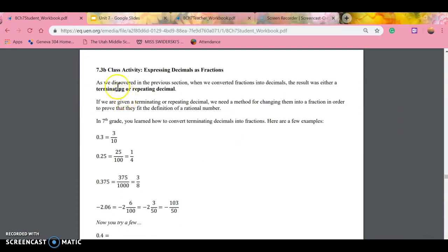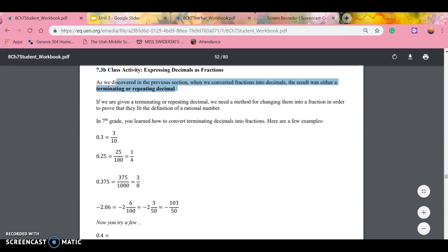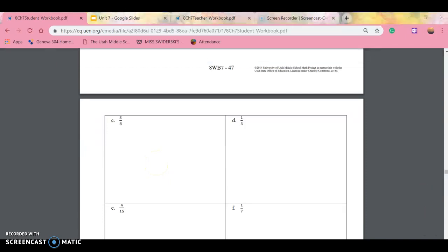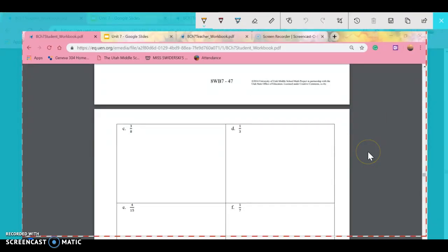You might remember, as we discovered in the previous section, that when we are converting fractions to decimals, the result is either going to be a terminating or repeating decimal. To find the decimal from a fraction, you might remember that we need to divide. Go ahead and do this on your notes with me. If I were to do 3/8, that would be 3 divided by 8. 8 would go on the outside, 3 is on the inside, right? That's just a division sign.